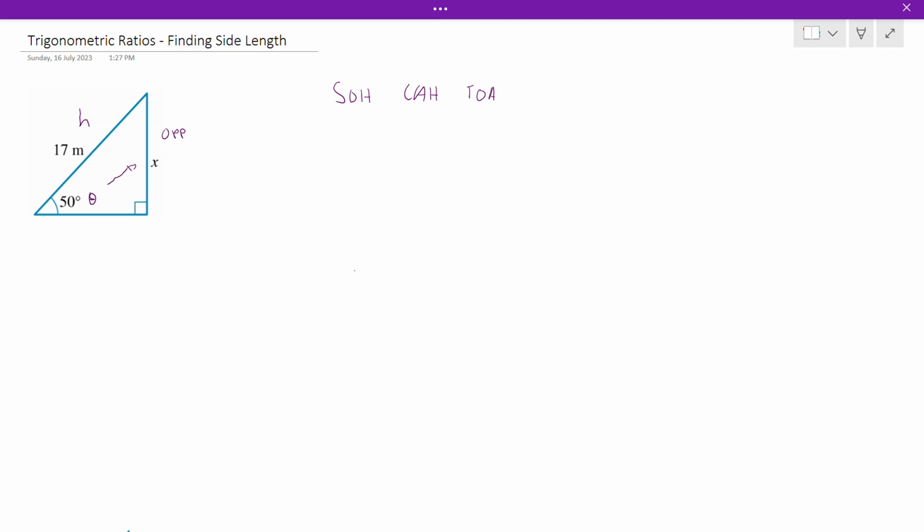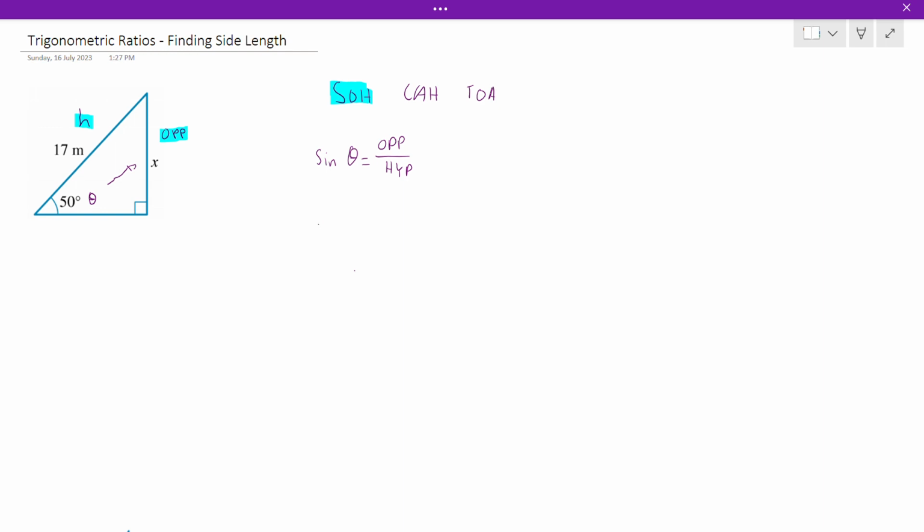We've got in our situation an O and an H. We've got the opposite side and we've got the hypotenuse. So my opposite side here relates to this O here, and my hypotenuse relates to this H here. So we would like to use this SOH. So what does that actually stand for? Well, we've got sine of theta equals opposite divided by hypotenuse.